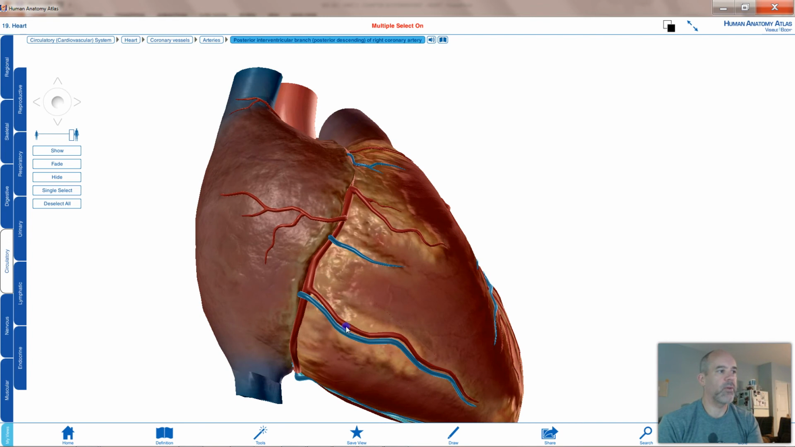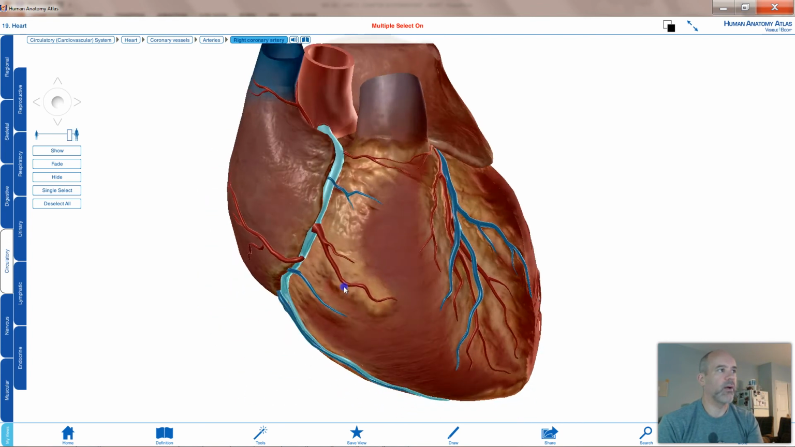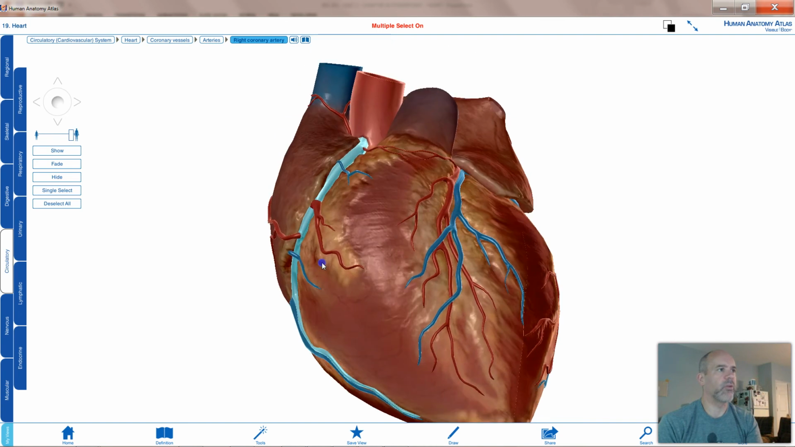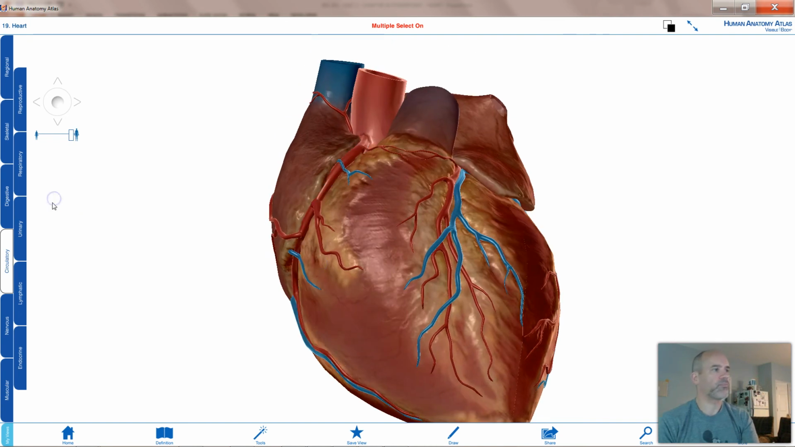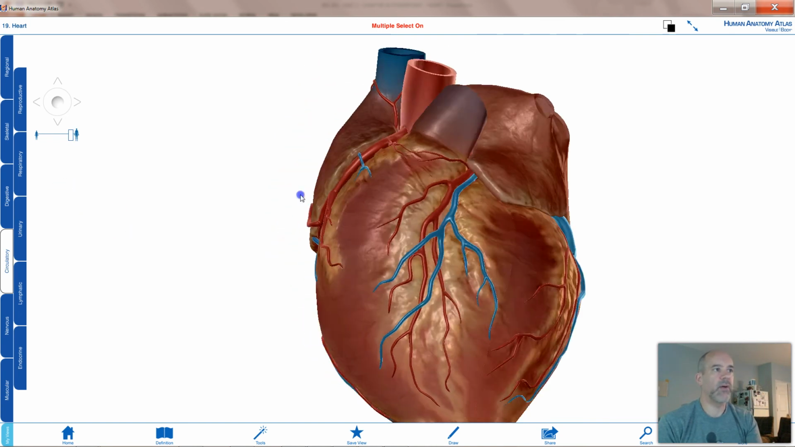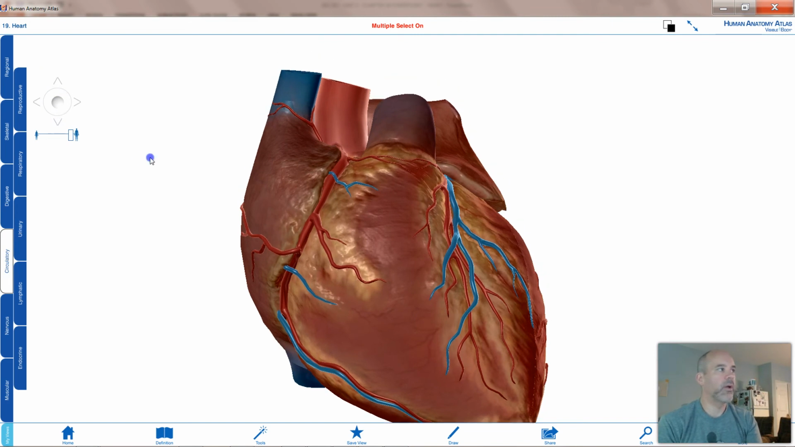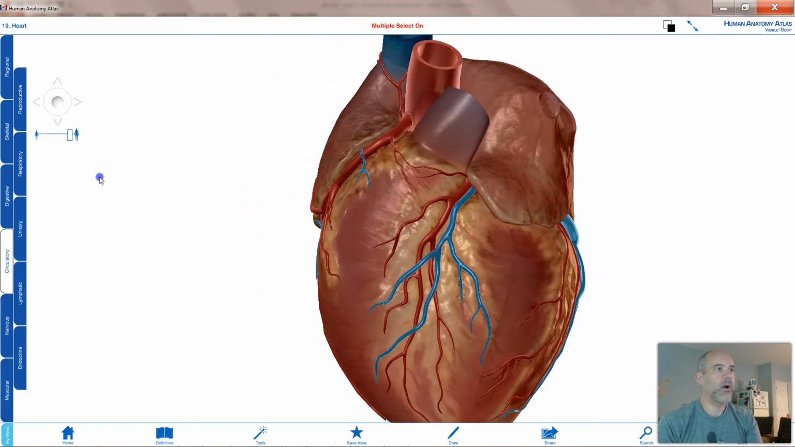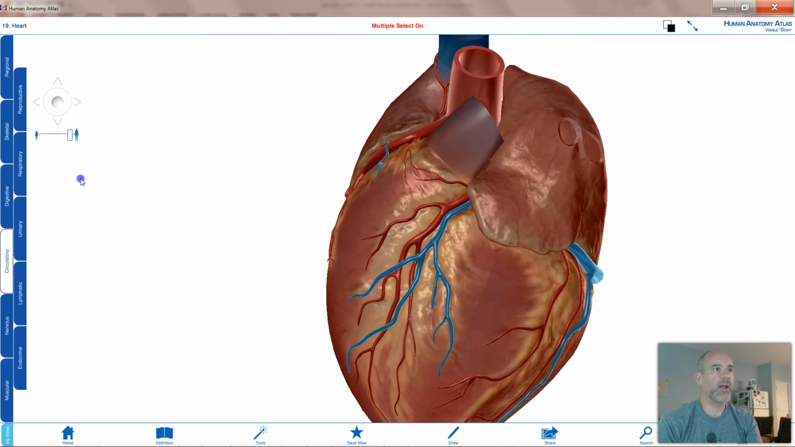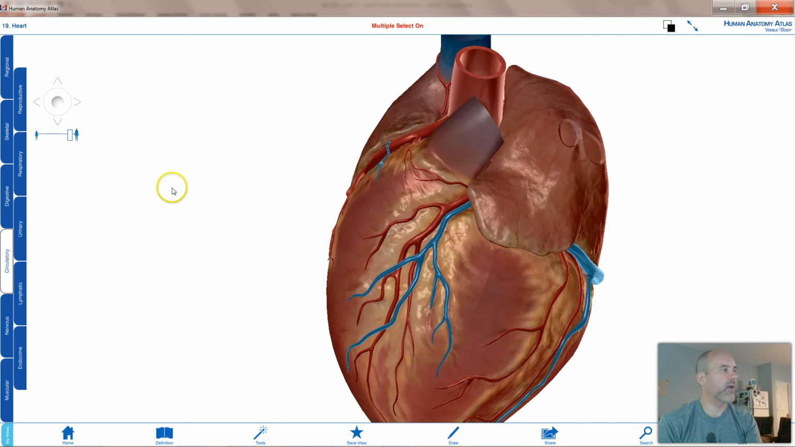So know that one, know your right marginal artery, and also know that's your right coronary artery supplying blood over to the right-hand side of the heart. If you don't have the diagrams out that I've provided to you on Blackboard for helping you label heart anatomy features, it would probably be useful to have those out.